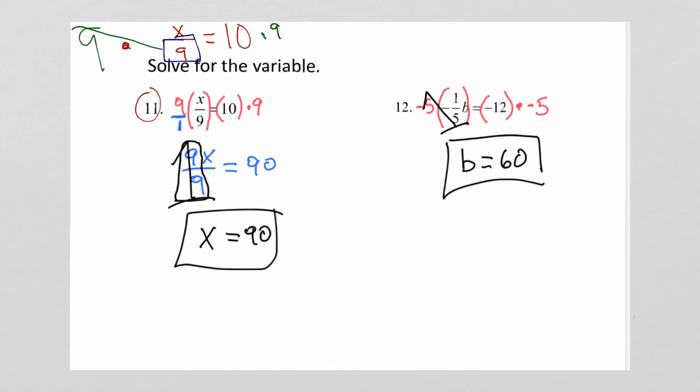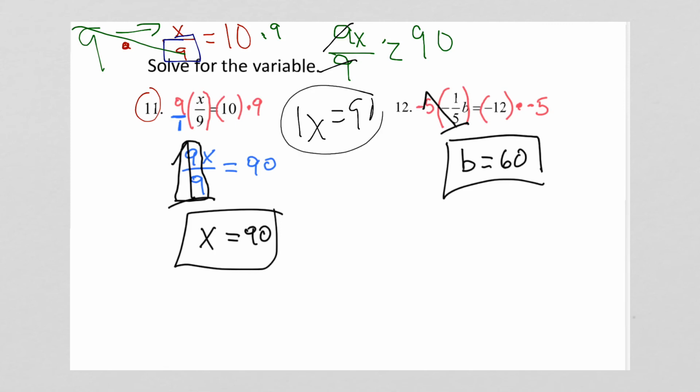So here's what happens. They cancel. Why do they cancel though? Technically, when I multiply straight across, I get 9x over 1 over 9 equals 90. Okay? And now it's like, wait, the x isn't by itself. Yes, it is. Because what's 9 divided by 9? It's 1, so I get 1x equals 90.